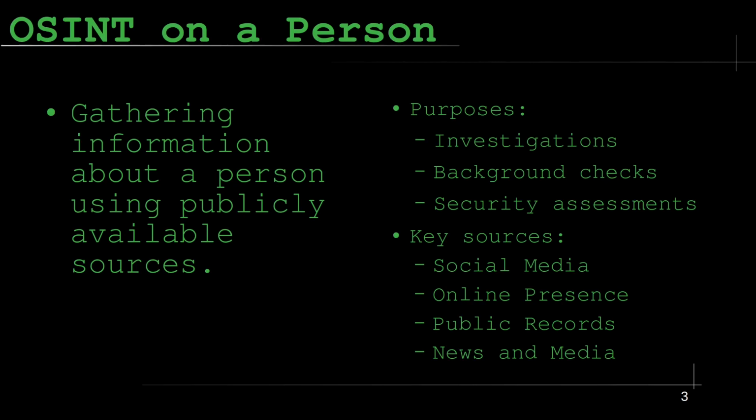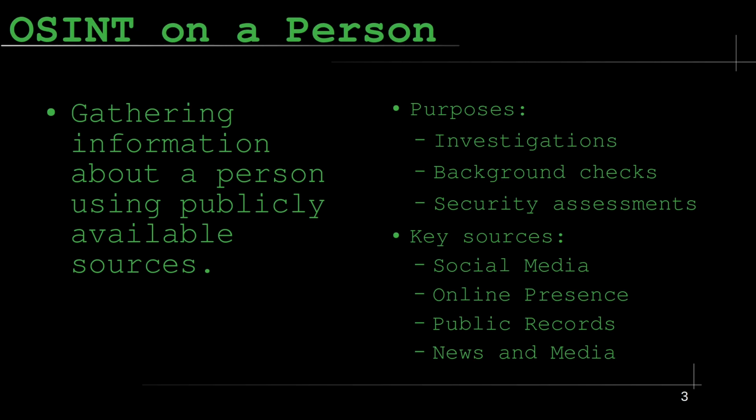So before we wrap up, let's talk a little bit about doing OSINT on a person. So let's start with the definition of OSINT. Open source intelligence is the practice of gathering information about a person using publicly available sources. So what could the purpose for doing this be? Well, OSINT provides valuable insights for various purposes, such as investigations, background checks, and security assessments, for example. Let's dive into the key sources for conducting OSINT.